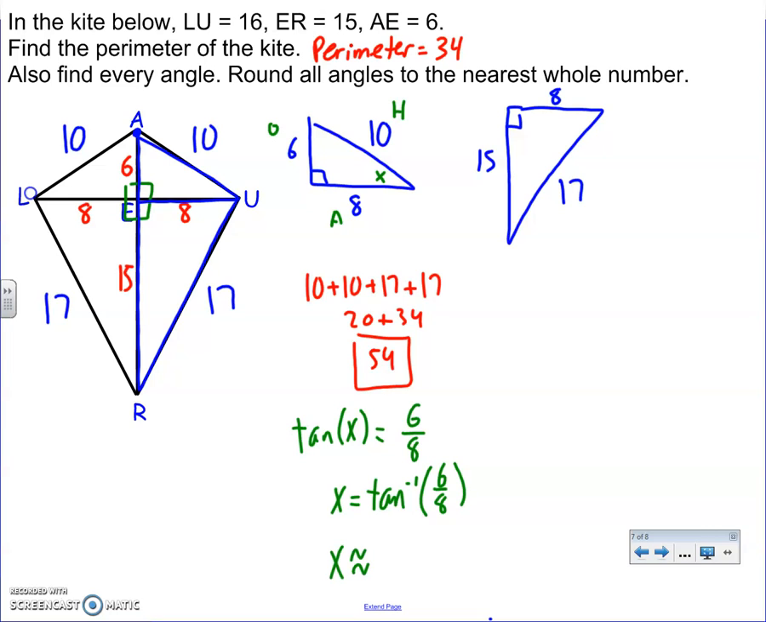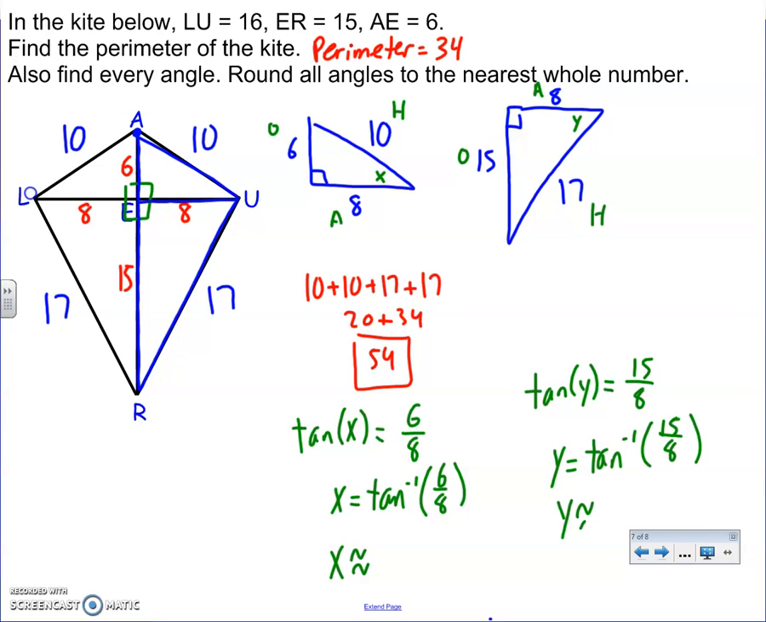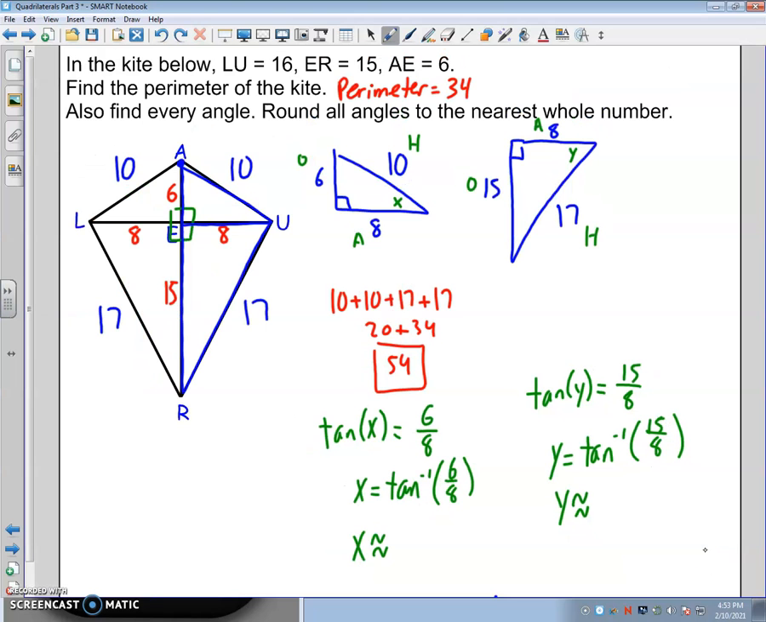And just to save time, let's do the other one. For this other triangle, let's find this angle right here. Let's call this Y. So here's H, here's A, here's O. I'm going to use tangent again. Tangent is common for word problems. So tangent of Y is equal to O over A. I'm going to arctan both sides to get Y equals inverse tangent of 15 over 8. And I'm going to type it in the calculator and round, making sure I'm in degrees. And it says round to the whole number, so I have this all ready for us.